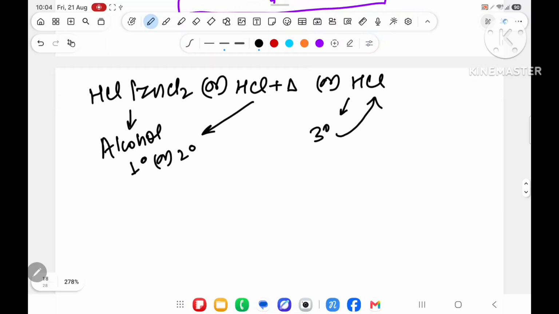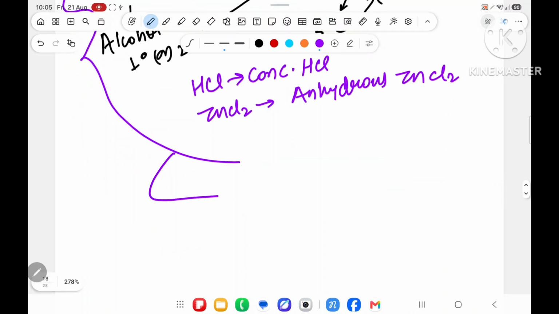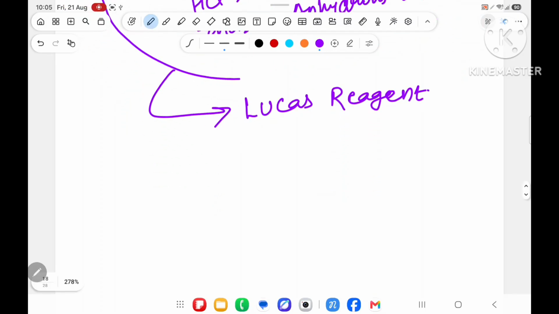Understood? Because you are reacting HCl with alcohol, if alcohol is 1 degree or 2 degree, you can use this; for 3 degree, directly you can use it. The condition is that HCl will be concentrated HCl and ZnCl2 will be anhydrous ZnCl2. And the name of this reagent, HCl plus ZnCl2, is Lucas reagent.